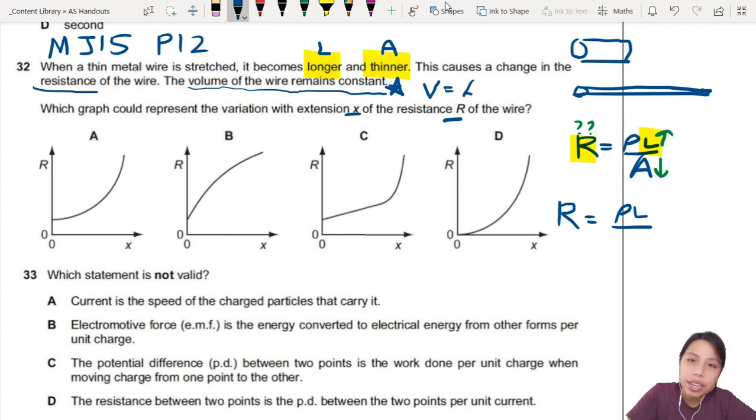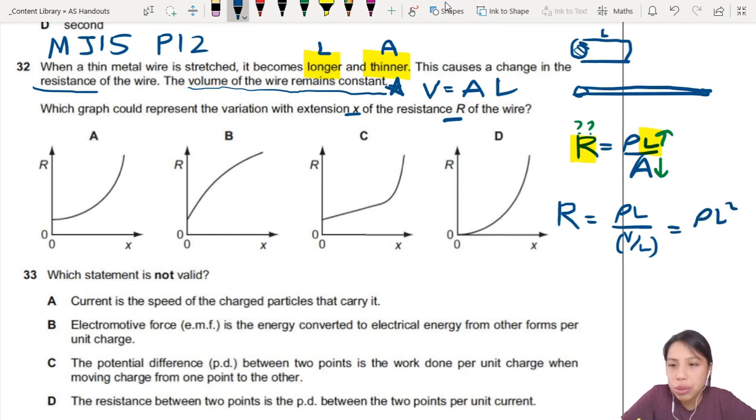Volume is actually the cross-section area times the length. Pi r square h. Pi r square is the area, h is the length. So V equals to AL. So if I plug my A here, I get V over L. Now the purpose is to get everything only in terms of L and everything else constant. Okay, so rearrange, then what? This will be rho L square over V. So then, now you see, rho is constant. Volume is constant, good. L is the one that's changing.